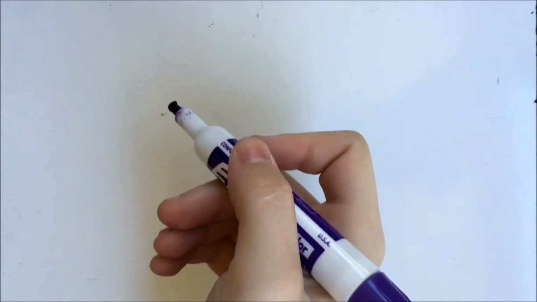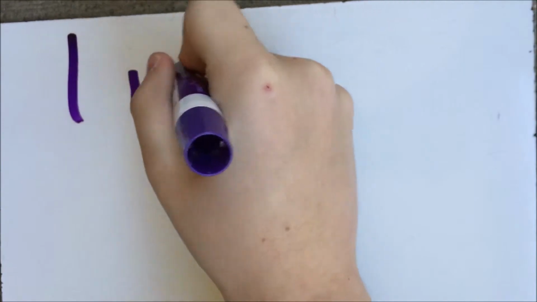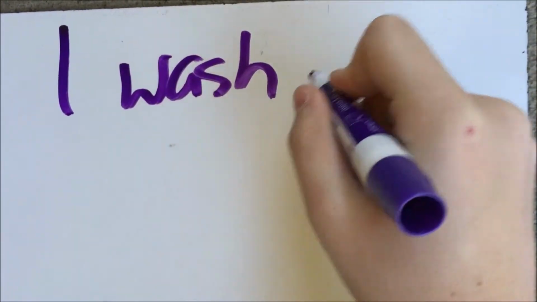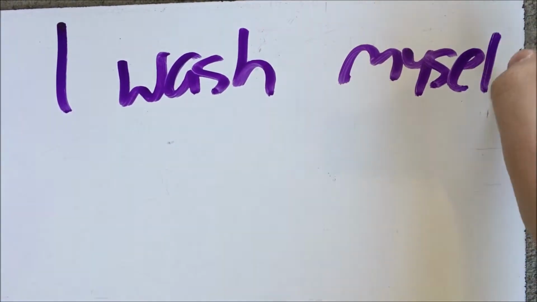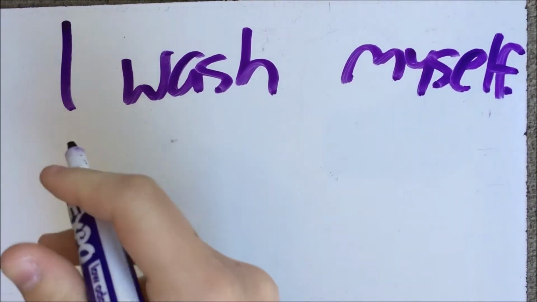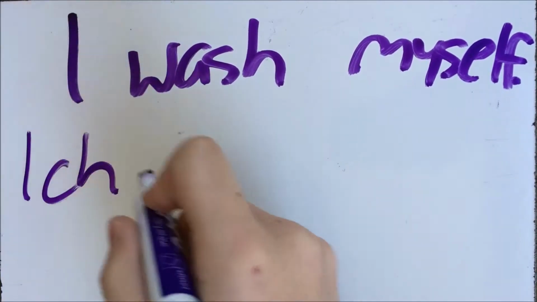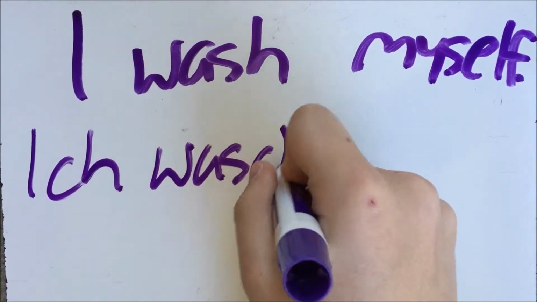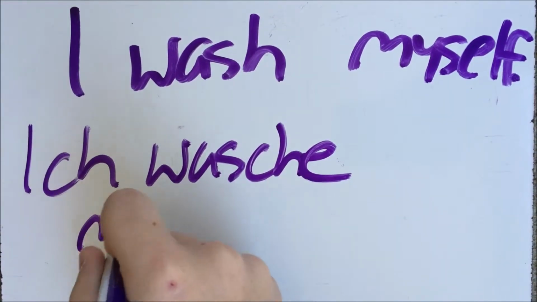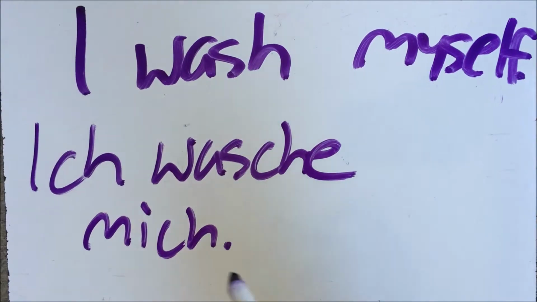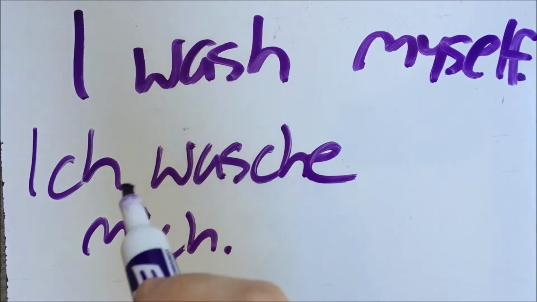Here we will learn about reflexive verbs in German. So let's say you wanted to say, I wash myself in German. You would say, I wash myself in English first. Of course, you need to translate it. Next we would use a reflexive pronoun. So this would go into ich for I, wasche for wash, and mich. Mich is the reflexive pronoun for I in German.